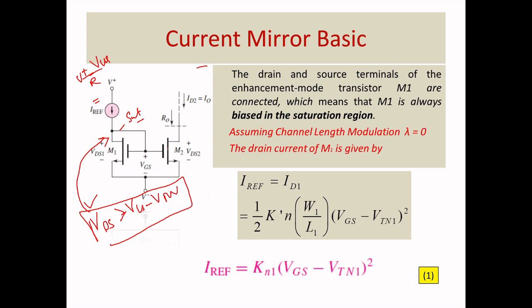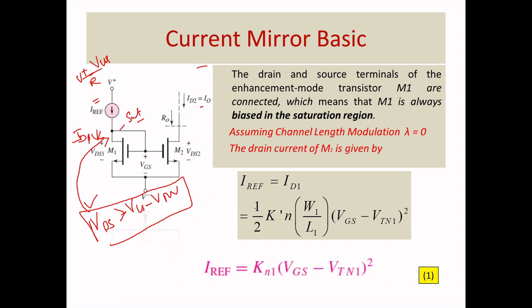So I want to prove that I0 is equal to IREF. First I will say IREF equal to ID1. Here you can see IREF equal to ID1. Here the gate and drain are shorted, so the current which is generated here will be ID1.